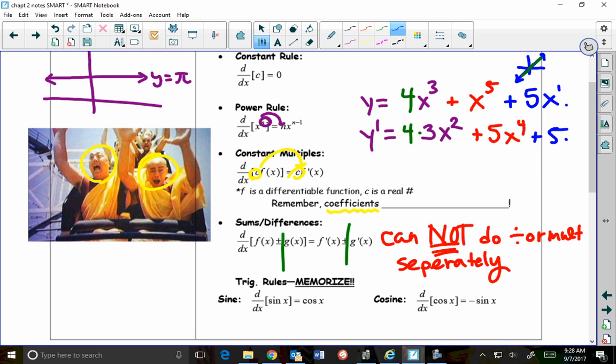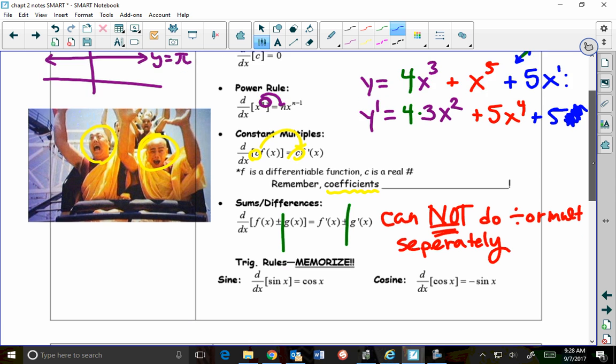And you can do the power rule. Think 1 goes down in front, right? So if I put the 1 down in front, then now I have x to the 0. X to the 0 is just 1. So I'm just left with 5.